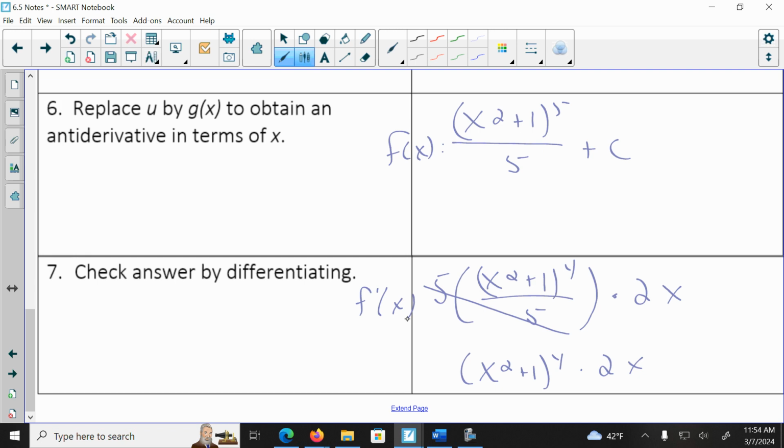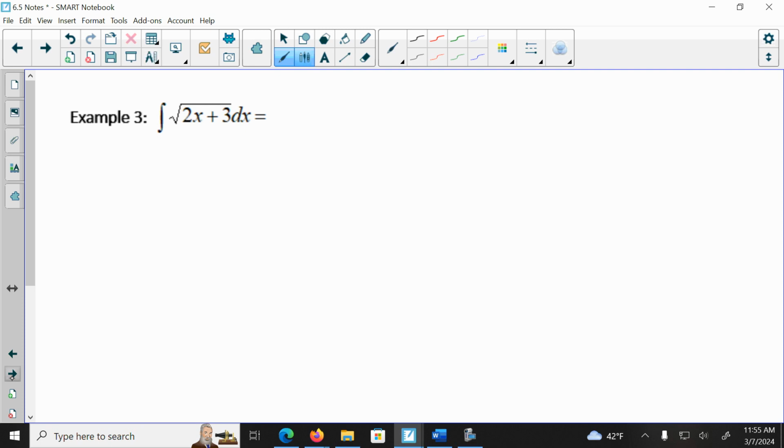Because I have a 5 in the denominator, if I did the quotient rule for this whole thing, I would end up with the same result. But I don't have to do the quotient rule because this 5 is a constant. I'm going to take the derivative of the constant, it's going to be 0. Are we good?